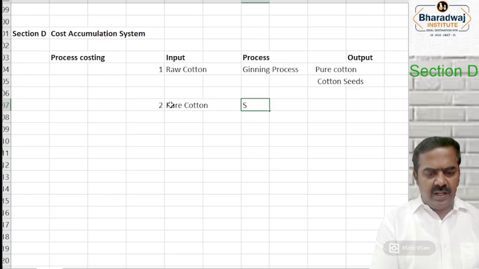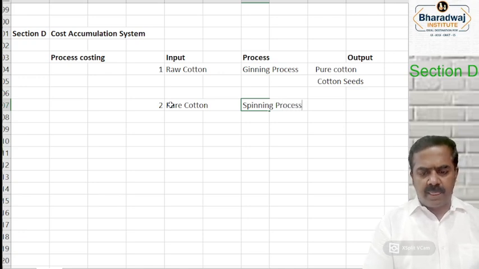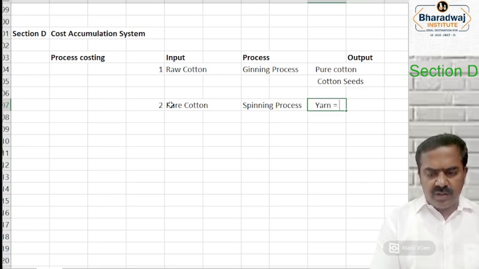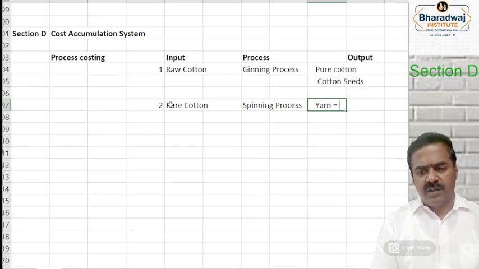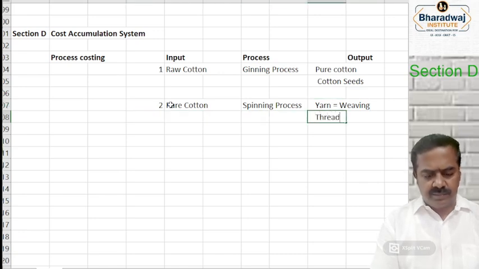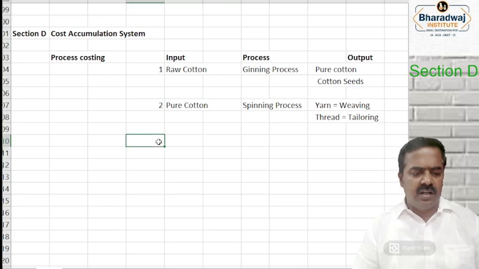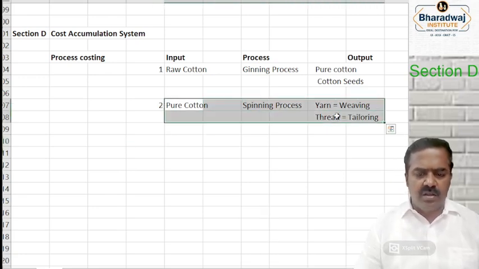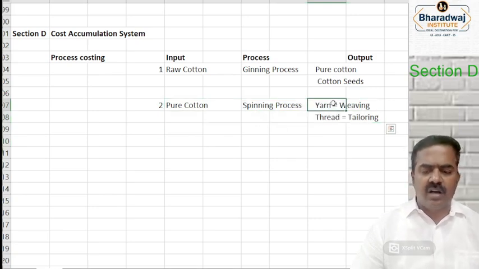We call it the spinning process. You would have seen spinning mills. In the spinning process, you get yarn. Yarn is used for the next process, weaving. Then we call it thread. Thread is used in tailoring work. So that is the next process. So, pure cotton to yarn.